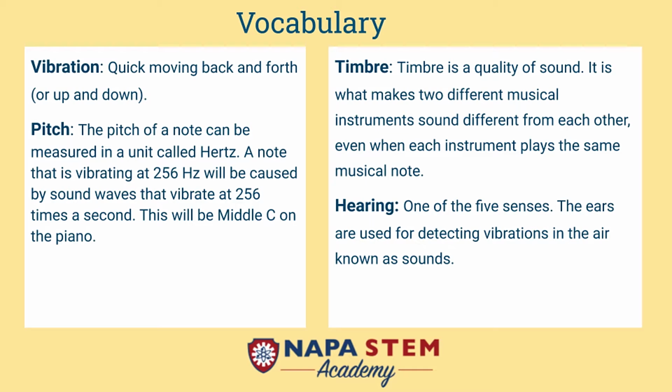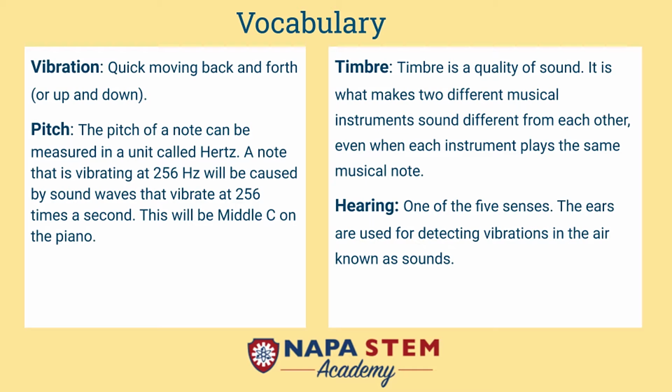Pitch is the pitch of a note that can be measured in a unit called hertz. A note that is vibrating at 256 hertz will be caused by sound waves that vibrate at 256 times a second. This will be middle C on the piano. Then we have timbre, which is the quality of a sound. It's what makes two different musical instruments sound completely different from each other, even when each instrument plays the same musical note.